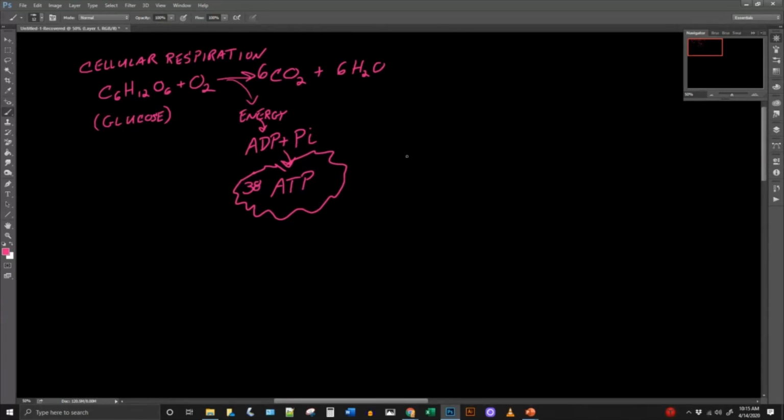Now, there's a whole bunch of different steps in cellular respiration. So we have glycolysis. We have the transition reaction.